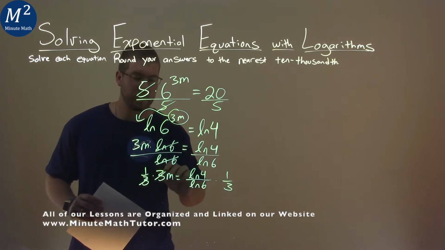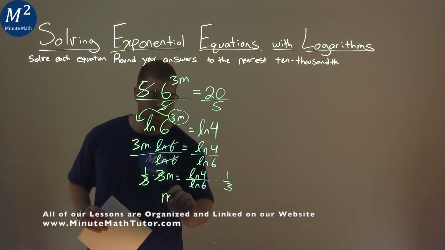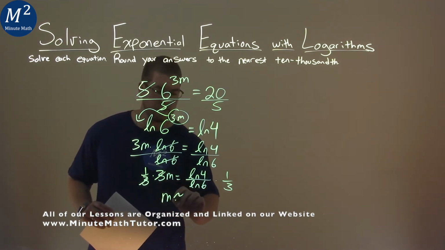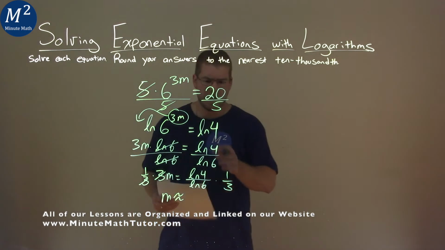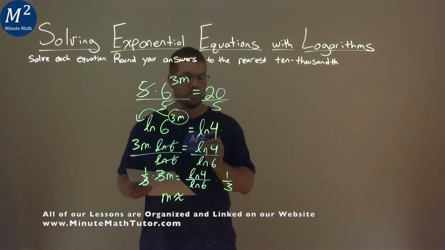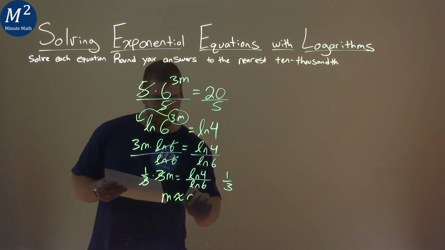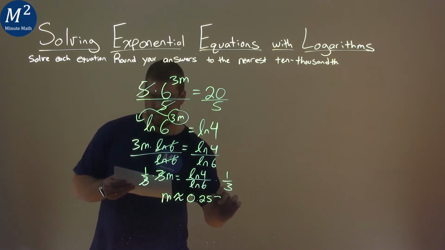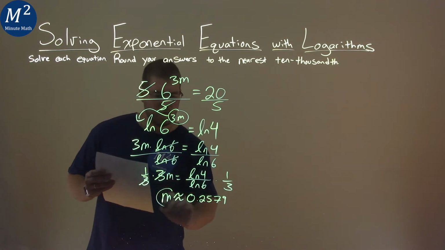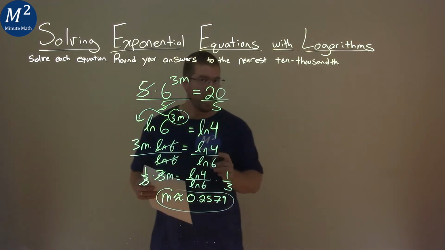The 3 and 1/3 cancel on the left, and m is now by itself. This is going to be approximate because we're going to use our calculator here. Natural log of 4 divided by natural log of 6 times 1/3 is an approximate answer of 0.2579. And so our final answer here is m is approximately equal to 0.2579.